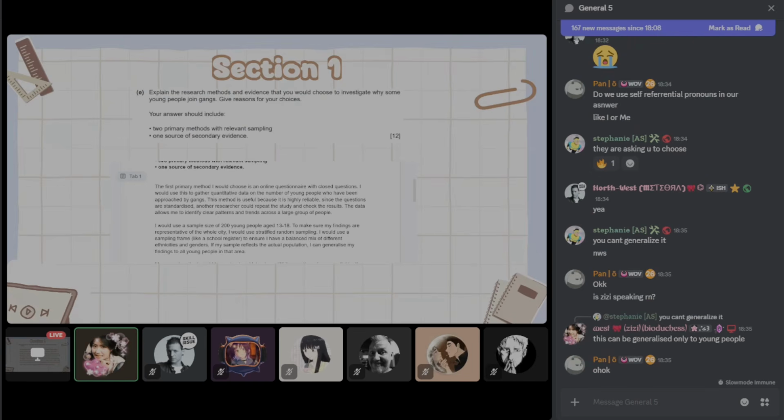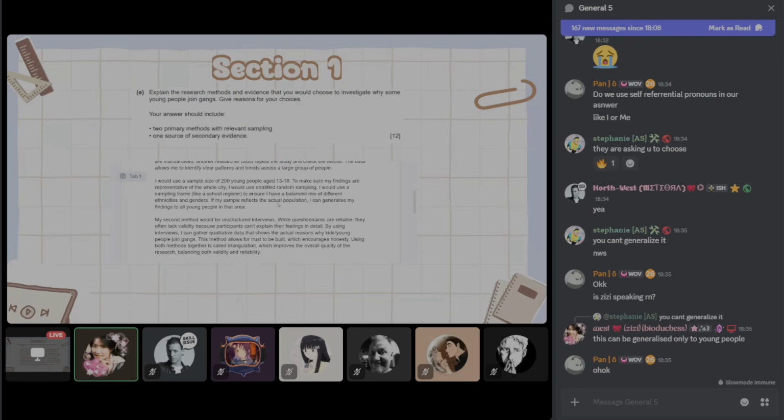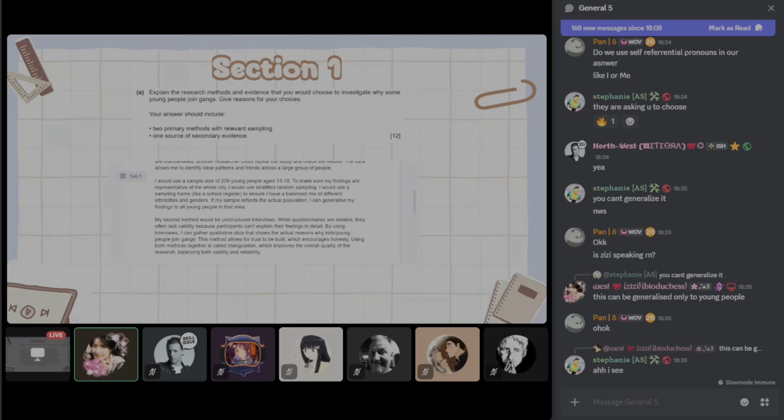Okay, let's move on to the second primary method, which is unstructured interviews. Of course, I'm trying to give the idea of triangulation here. So, I get both reliability and validity, and both quantitative and qualitative data. While questionnaires are reliable, they often lack validity because participants can't explain their feelings in detail. By using interviews, I can gather qualitative data that shows the actual reasons why kids or young people join gangs. This method allows for trust to be built, which encourages honesty. Using both methods together is called triangulation, which improves the overall quality of the research, balancing both validity and reliability.